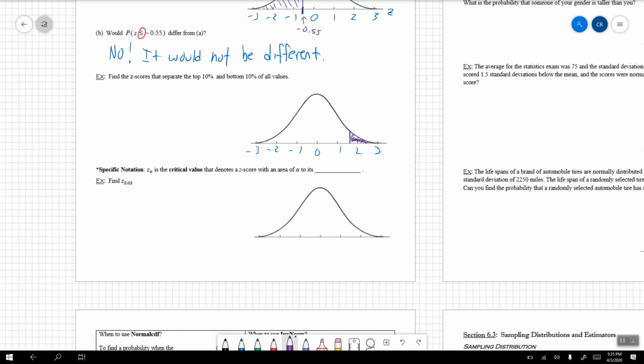Area to the right and between -1 and 2. All right, we'll go here and we'll say there. So this is 10%, and this is another 10%. So we're separating these values here, all right? And we want to find those z-scores. So let's see if we can find these two z-scores.